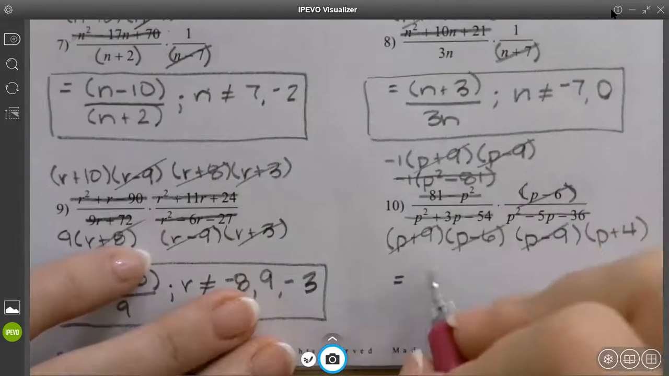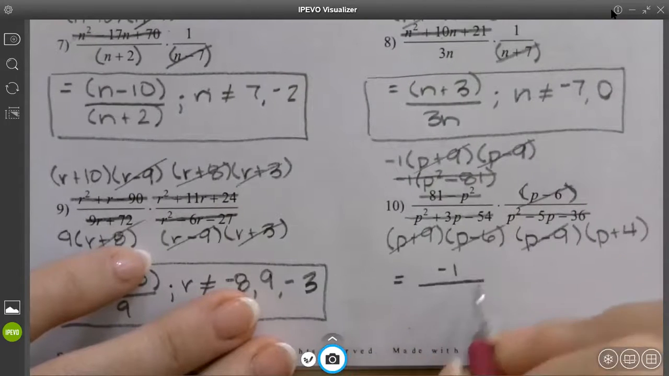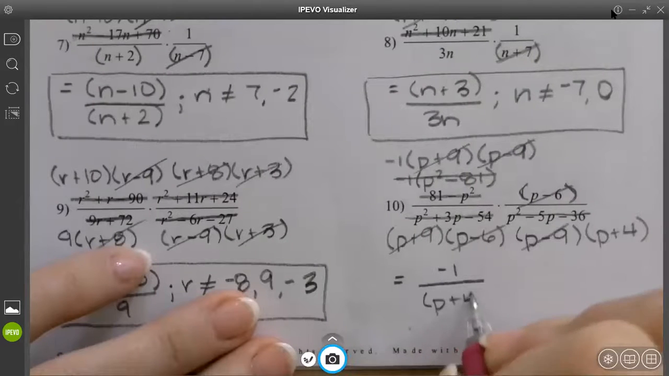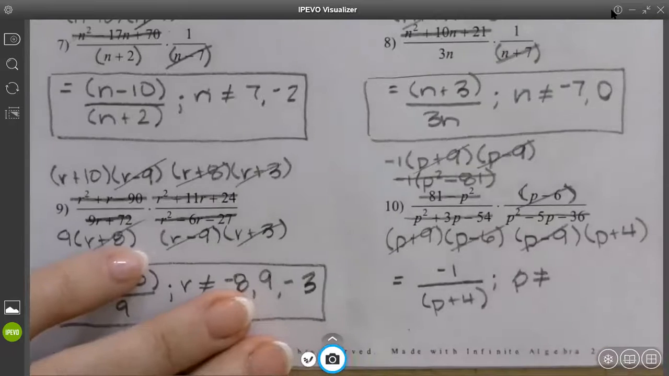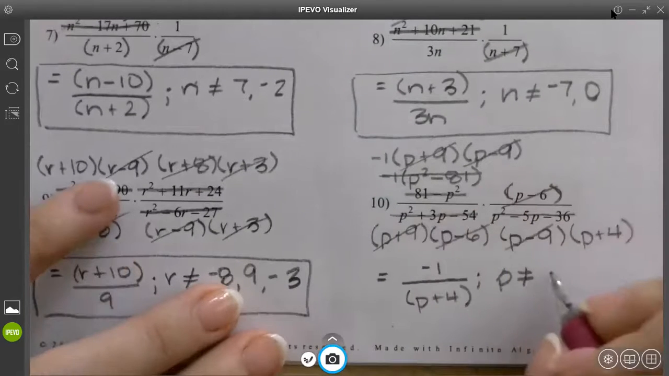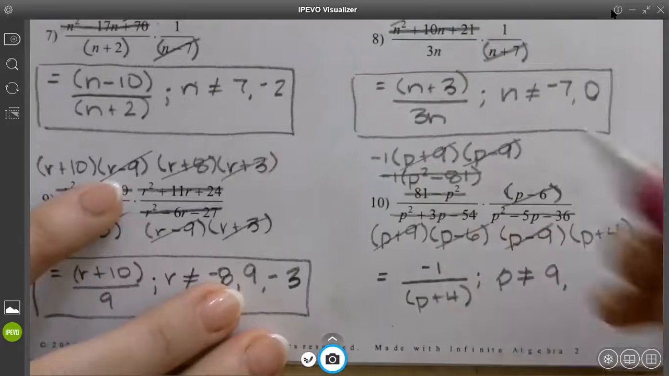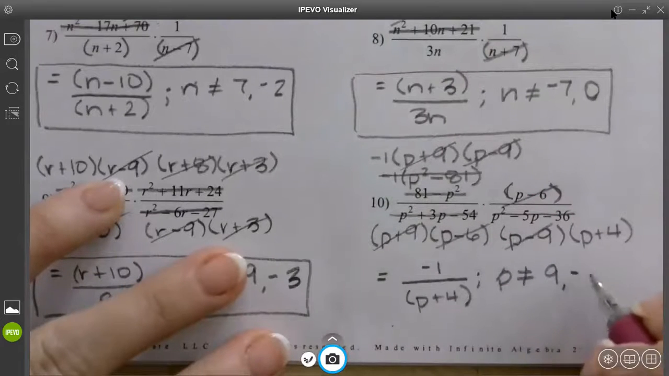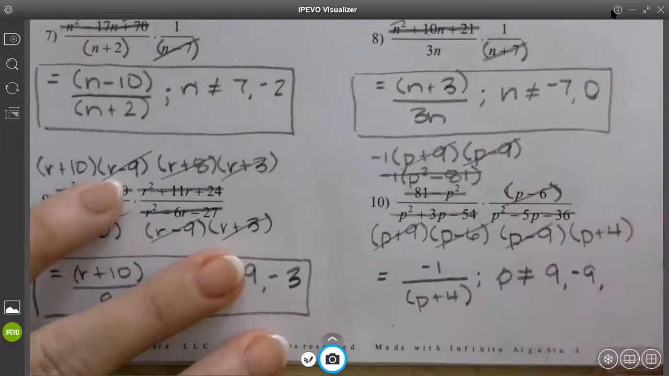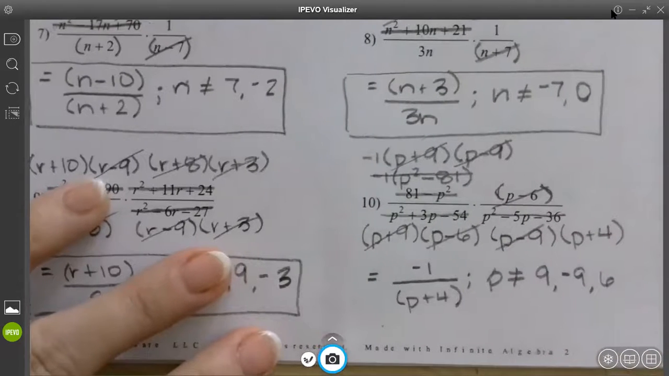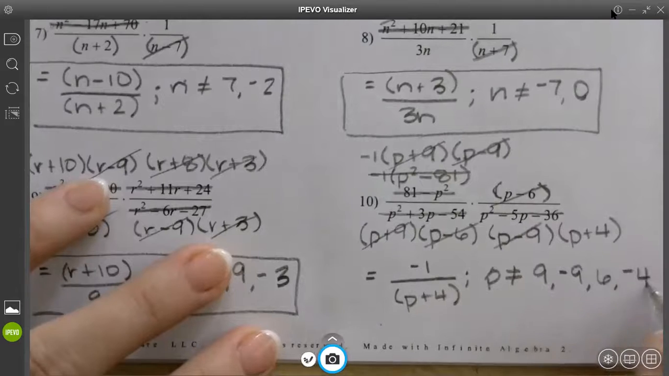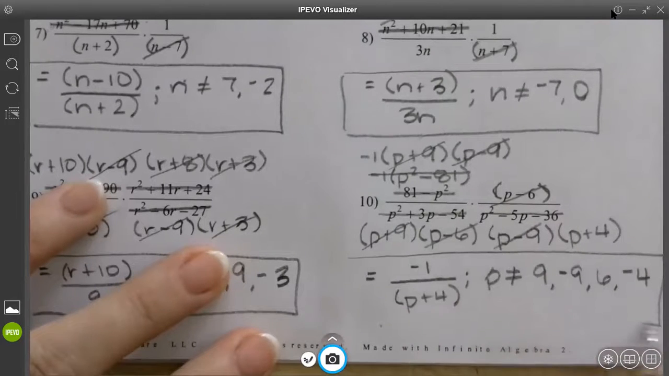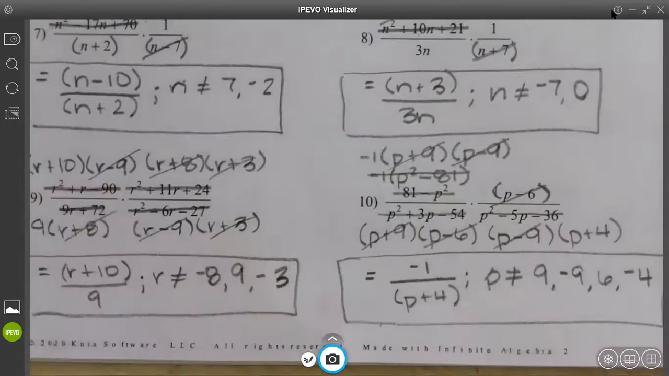Look what's left on top. The only thing you have left is a negative 1. On the bottom, you have p plus 4. And then we have to do our points of discontinuity. So we marked out a negative 9, so a positive 9. We marked out a positive 9, so a negative 9. We marked out a negative 6, so a positive 6. And then we left in the bottom a plus 4. So negative 4 is a vertical asymptote. That's it. So 9, negative 9, and 6 are holes in the graph.